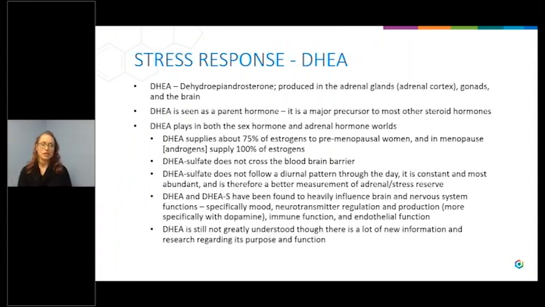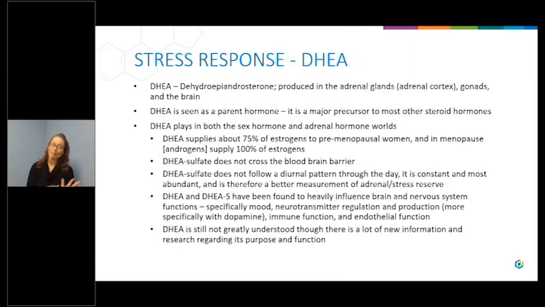So part of the stress response is DHEA as well. This is one of the other stress hormones that we think of that we can also measure and want to evaluate. DHEA is produced in the adrenal glands, in the adrenal cortex. It's also made in the gonads and the brain. DHEA is also seen as a parent hormone. Some people say it's very similar to pregnenolone. It is considered a major precursor to other steroid hormones like testosterone and estrogen. I say that DHEA plays in both the sex hormone and the adrenal hormone worlds because it can influence sex hormone function, but it's a big player in adrenal and stress response as well.